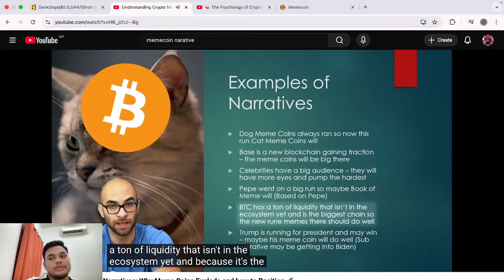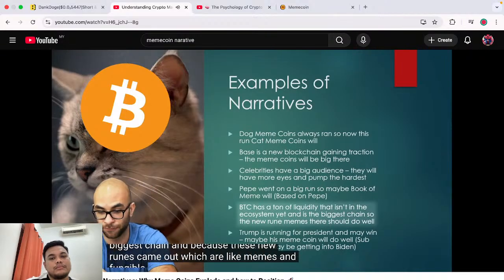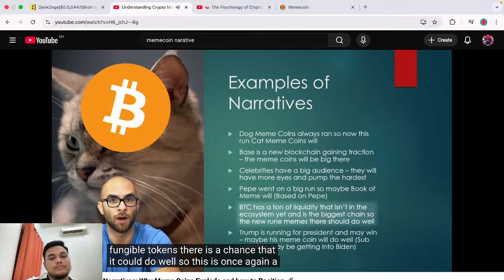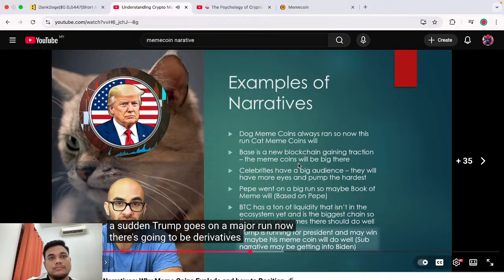Because it's the biggest chain, and because these new runes came out, which are like memes and fungible tokens, there is a chance that it could do well. So this is once again a blockchain play, because there are going to be derivatives of that.